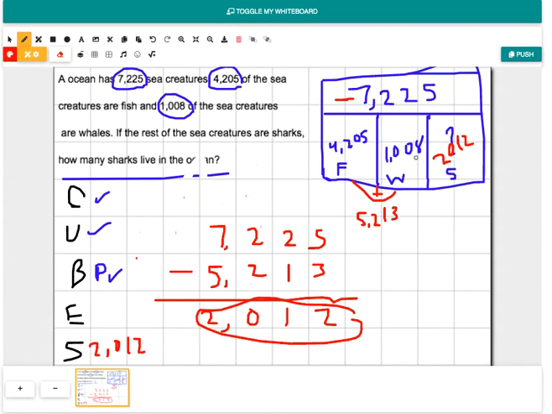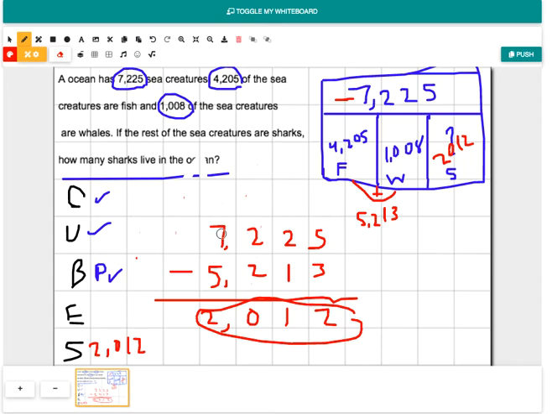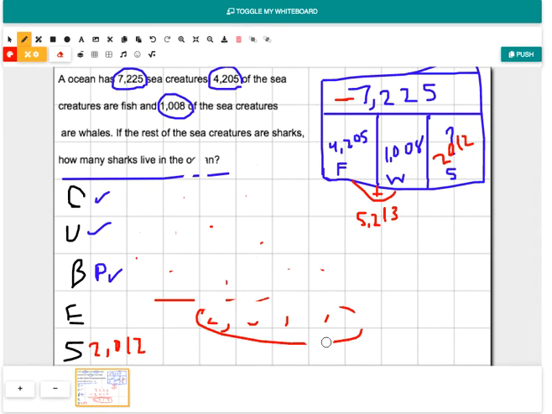A good way to check your answer is if I were to put this right here. If the students add the number of fish, whales, and sharks, they should get the top number. So we already have the number of whales and fish. I'm just going to add the number of sharks to that 5,213. That's a good way to be able to check your answer because all these parts added together should equal the whole at the top.